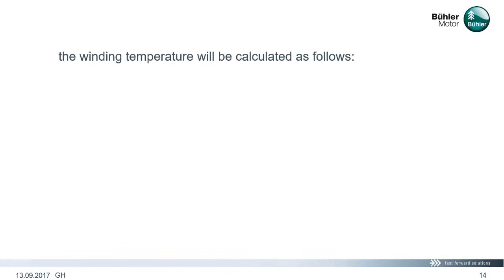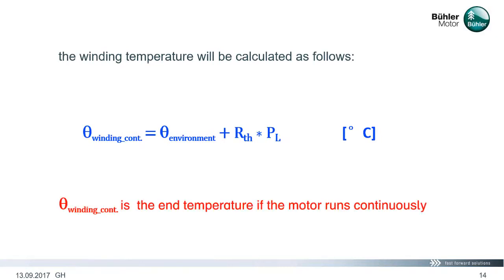With the knowledge of the power losses and the thermal resistance, we can calculate the winding temperature of the motor, considering continuous operation at a defined load point. Theta winding continuous is theta environment plus RTH multiplied by the power losses P sub L. The unit is degrees C. Theta winding continuous is the end temperature if the motor runs continuously for an infinite time.